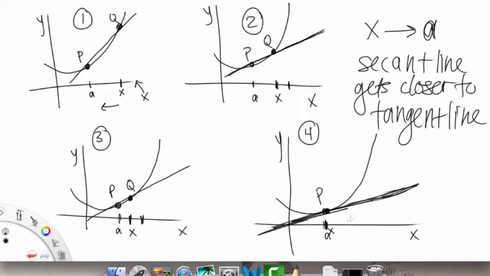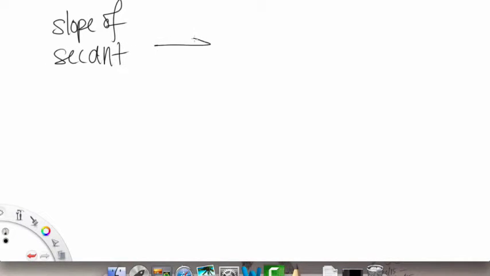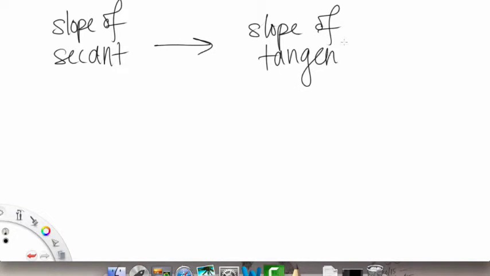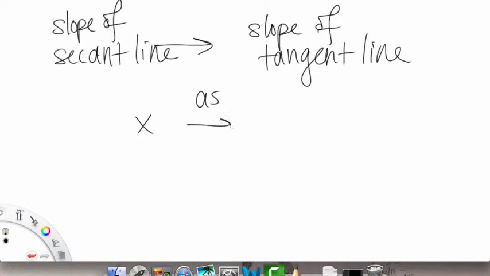So, what does this mean? As the secant line gets closer to the tangent line, that means the slope of the secant approaches the slope of the tangent line. And I'll add in a line here: secant line and tangent line. This happens as x approaches a.